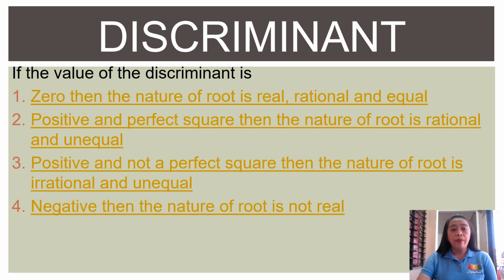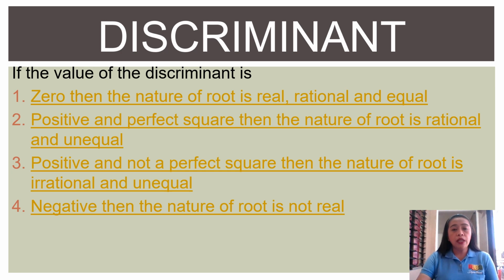So if the value of the discriminant is 0, then the nature of root is real, rational, and equal. If the value of the discriminant is positive and a perfect square, then the nature of root is rational and unequal. If the discriminant is positive and not a perfect square, then the nature of root is irrational and unequal. And if the discriminant is negative, then the nature of root is not real.